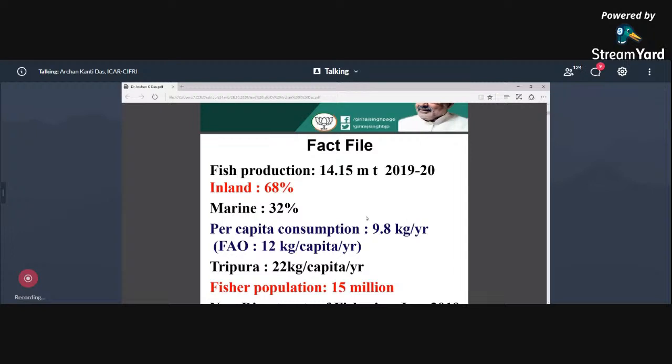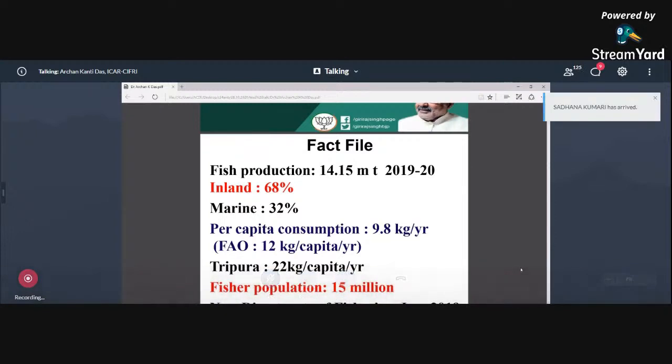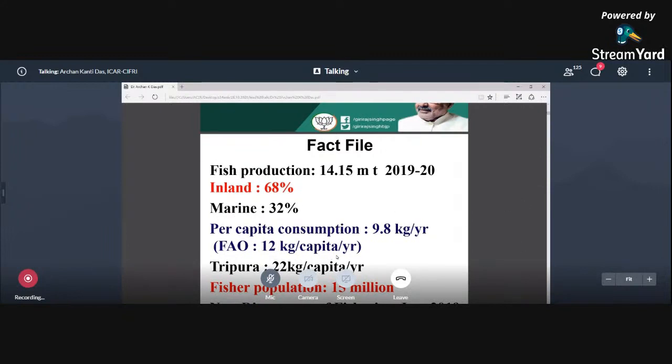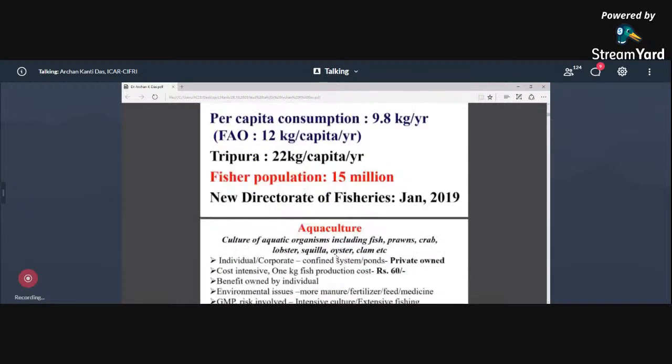Per capita consumption at this very moment is 9.8 kg per capita per year, but as per the Food and Agriculture Organization, it should be 12 kg per capita per year. We are lagging a little behind, but some of the states are progressive, with 22 kg per capita per year in Tripura. And we have a very sound fisher population, those who depend 70% of their income and livelihood on fisheries and fishing activities, and it has already crossed 15 million. And I already mentioned that a new Directorate of Fisheries, a new ministry, has come up from January 2019 onwards. Next slide, please.